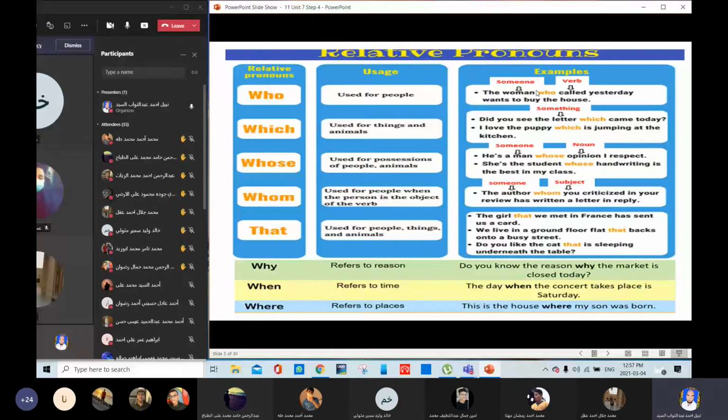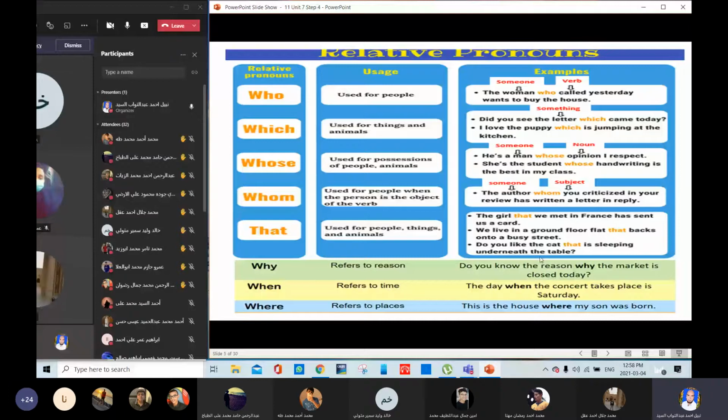That. That is used for people, things, and animals. You can use that instead of who, instead of which, instead of whom. The girl that we met in France has sent us a card. That is used instead of whom: the girl whom we met. We live in a ground floor flat that backs onto a busy street. That is used instead of which. Do you like the cat that is sleeping underneath the table? That instead of which.